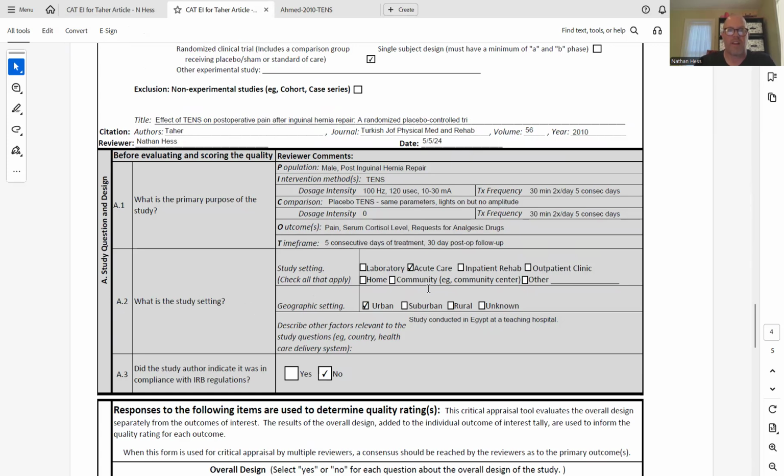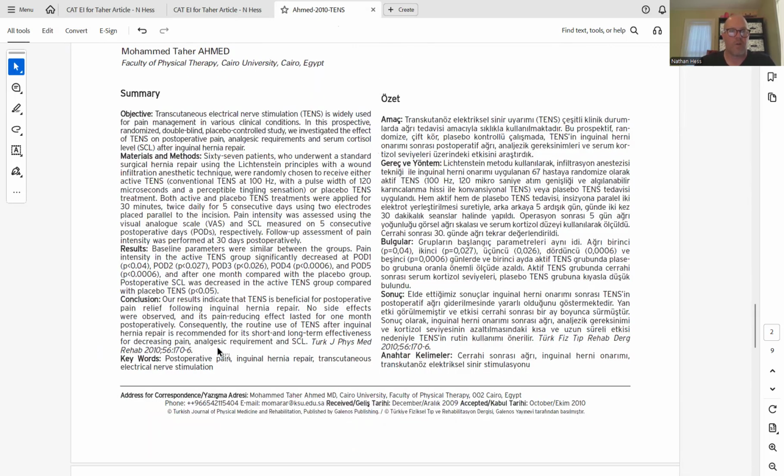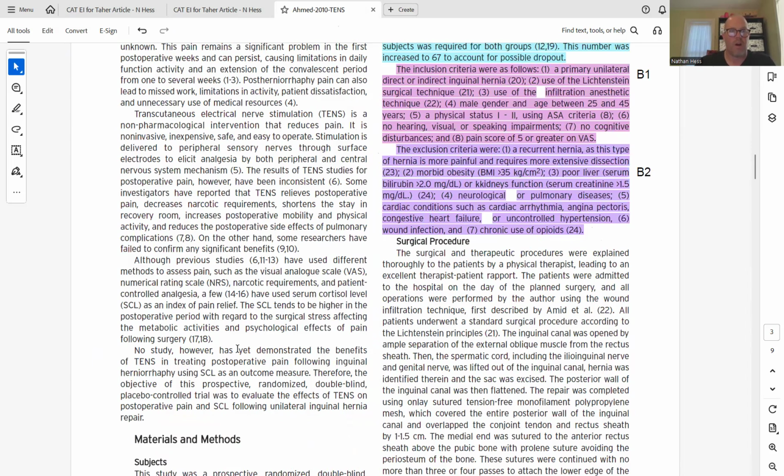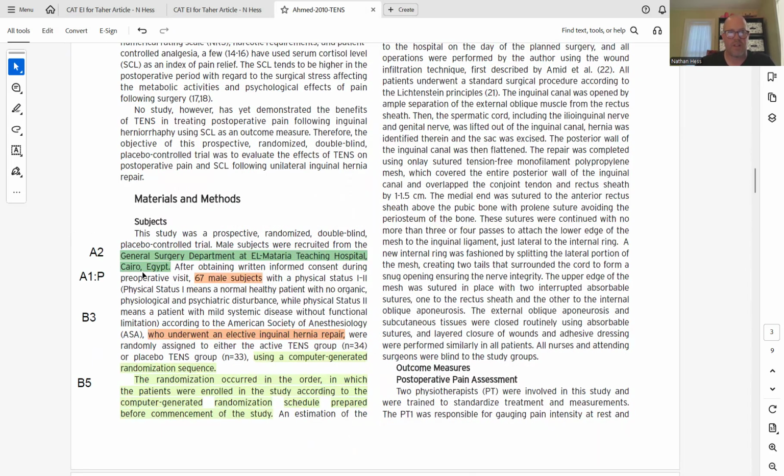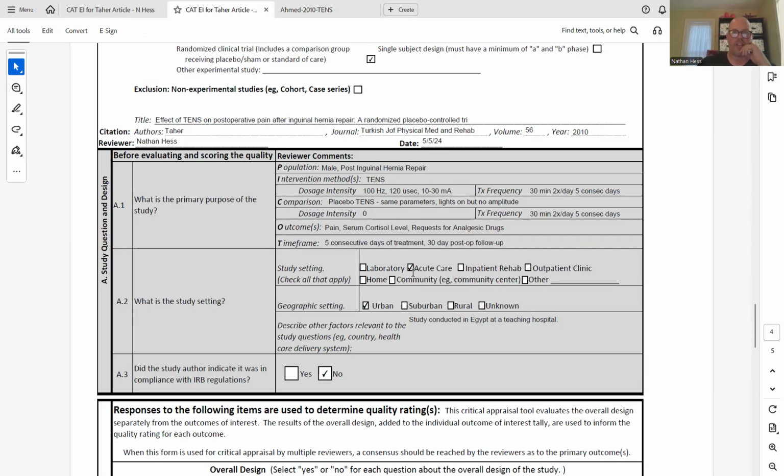Okay, what's A2? Study setting. Where did this article, like, where did this happen? Well, A2, we can see it was right here, the General Surgery Department at the teaching hospital in Cairo, Egypt, right? So that tells you right away it is an acute care setting, not laboratory, inpatient, or out clinic. And it was an urban setting in Cairo, Egypt, right? So I always just put here that a study conducted teaching hospital in Egypt.